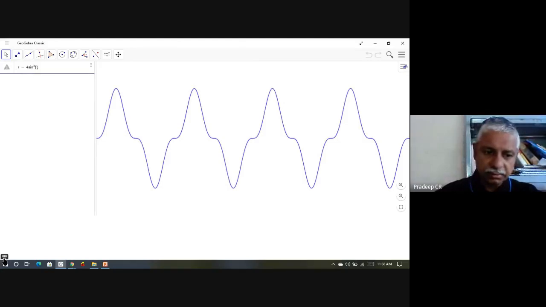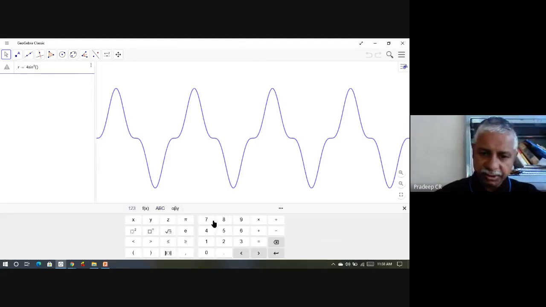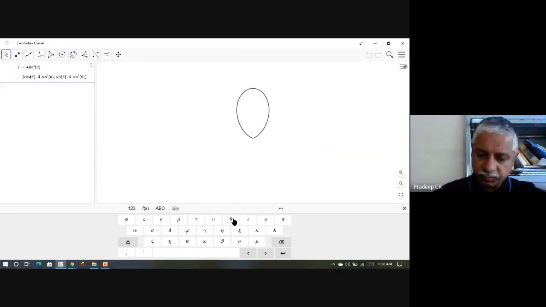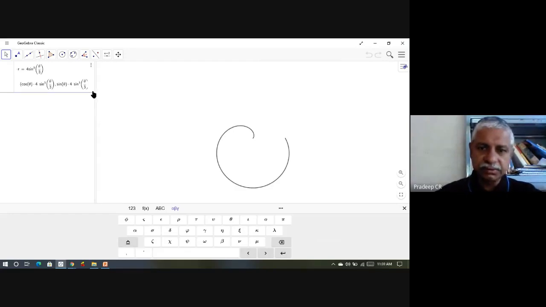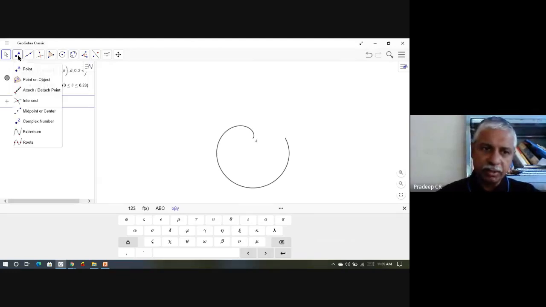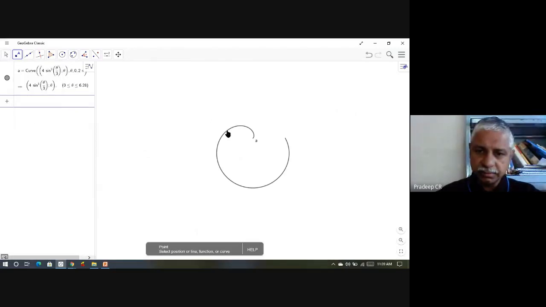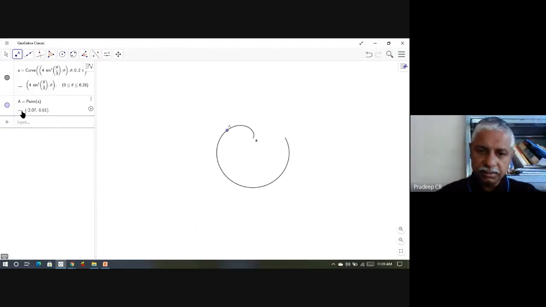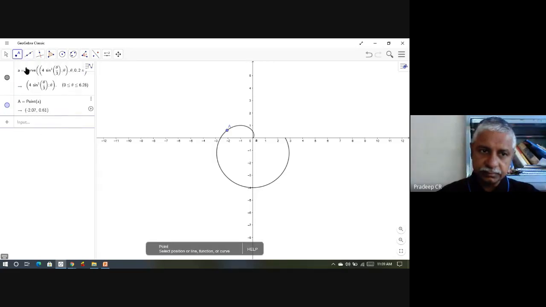One minute. This is not really required for your exam, but it's worth learning these things. So this is how the curve is drawn. This is 4 sine cube theta by 3. Now pick an arbitrary point on this. And I want to draw the initial line also. So let me just do that. I want to pick two points. One is the origin.